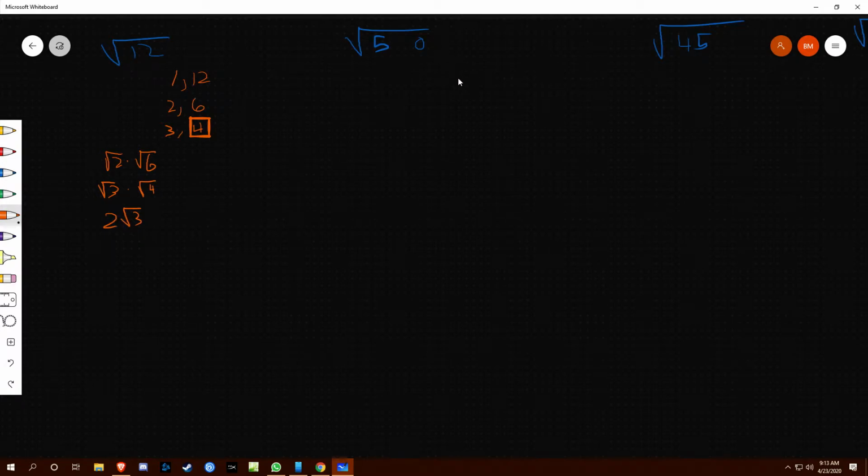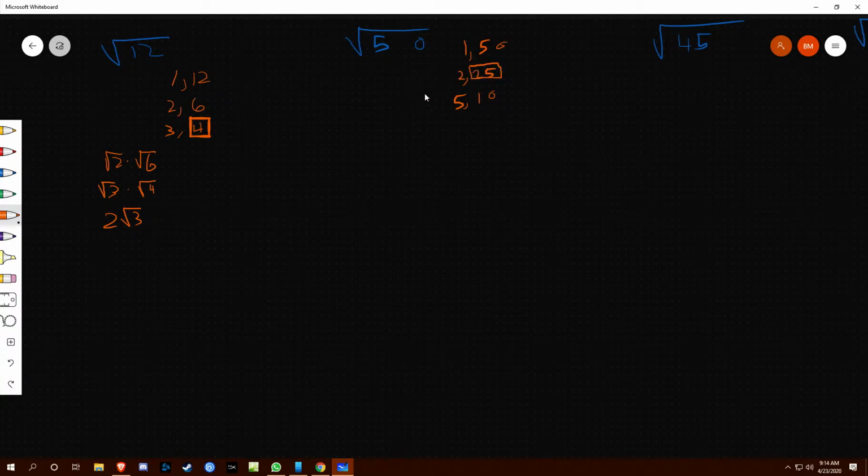If I go over to 50, again, I have to find all the factors of 50. So I have 1 and 50, 2 and 25, 3, 4, 5, and 10. I think that might be it. We'll leave it there. I'm looking for my biggest perfect square. Well, that's going to be 25.